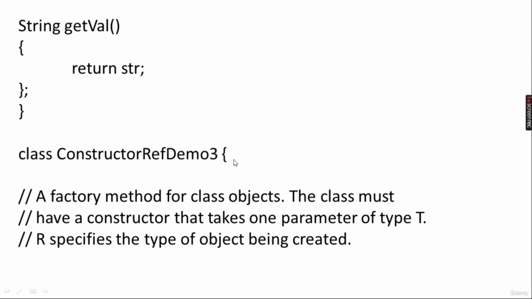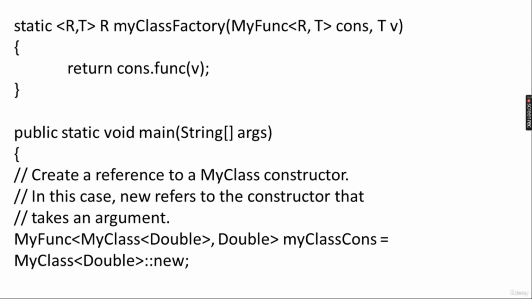Next, ConstructorRefDemo3. The factory method for class objects. The class must have a constructor that takes one parameter of type T. R specifies the type of object we create. So what is the rule? The class must have a constructor that takes one parameter, at least one parameter and at most one parameter, of type T. T can be anything: T can be Integer, Float, Double, anything. And R is the type of object that is being created.